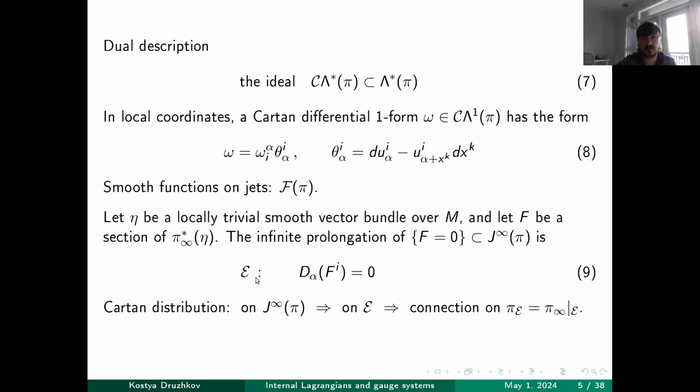And if we consider this system not just as a manifold, but as a bundle, then we also have a connection on this bundle. This bundle is just the restriction of pi infinity to the equation manifold. So the Cartan distribution becomes a connection on our equation bundle. We can treat equations in two ways, as manifolds and as bundles, and it's convenient to consider equations as bundles, at least in this context, in the context of my talk. It's not necessary though, but it's convenient.